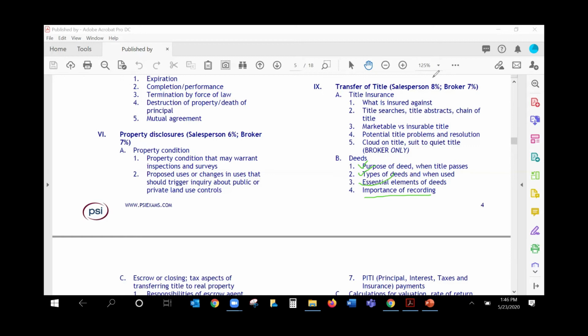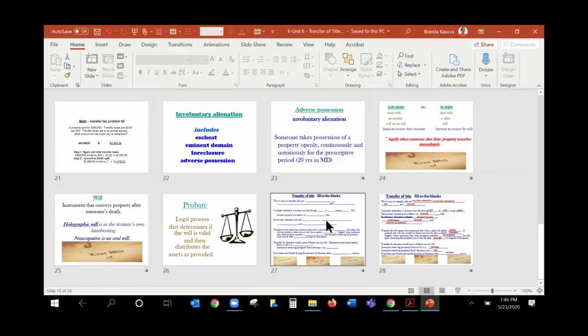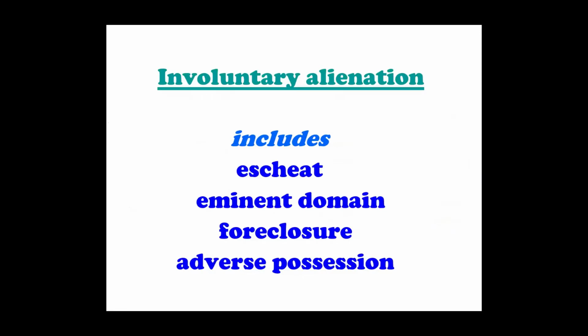You died, you don't have a will, and you don't have anyone related to you at all. No one in the world is related to you. So now the property is transferred to the government. That's escheat. So no will, no one related to you, it goes to the government.